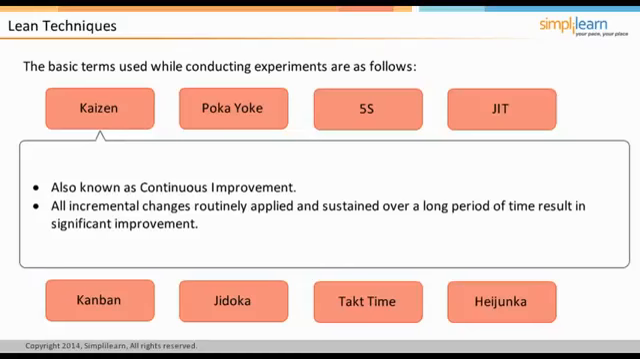Kaizen, or continuous improvement, is the building block of all lean production methods. Kaizen philosophy implies that all incremental changes routinely applied and sustained over a long period of time result in significant improvements.